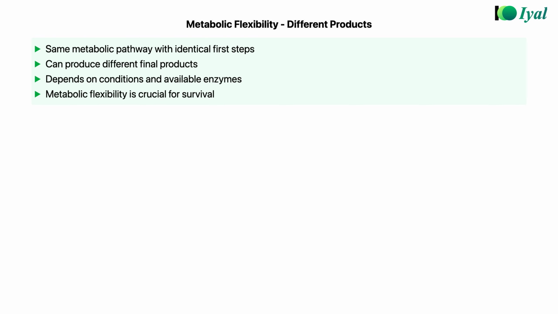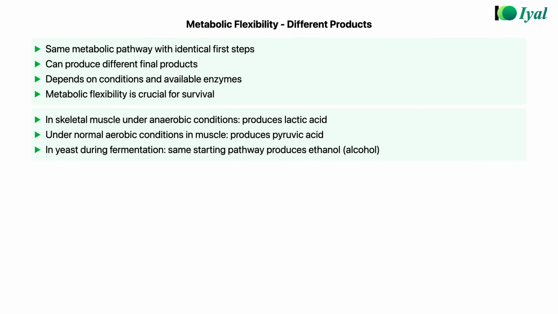Here's something remarkable about metabolism. The same pathway, the same initial steps, can lead to different products depending on conditions. That's metabolic flexibility, the ability to adapt to different situations. Let me show you examples.